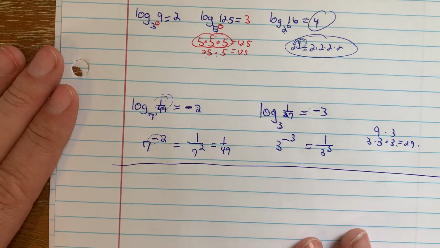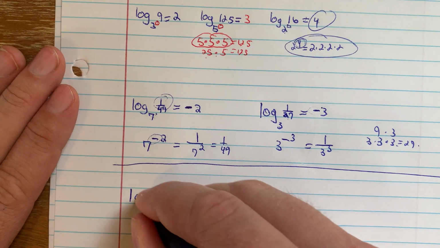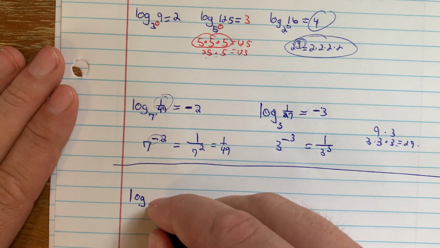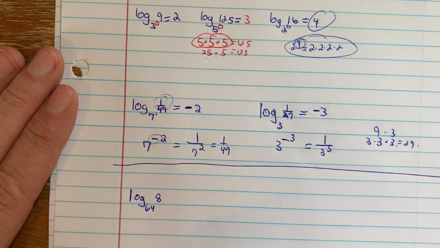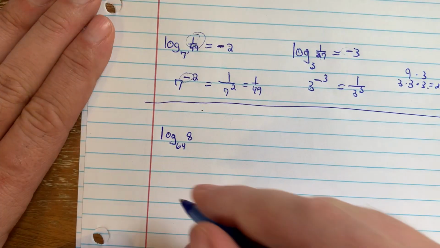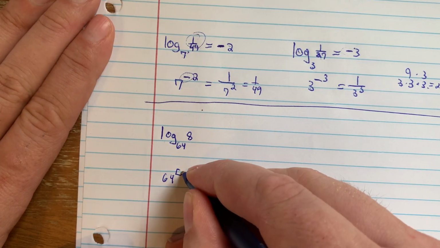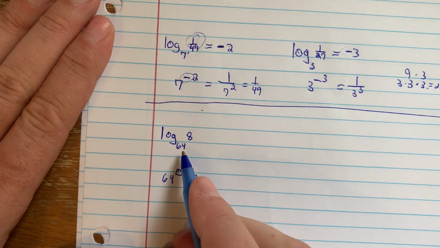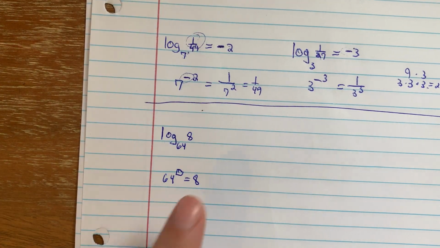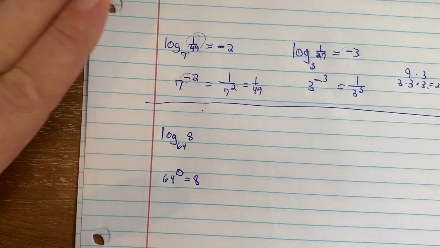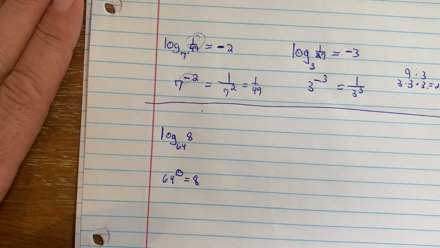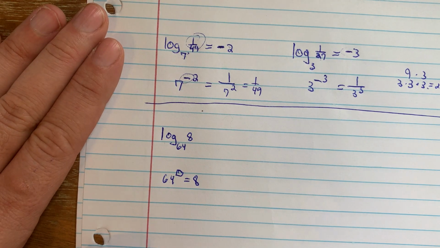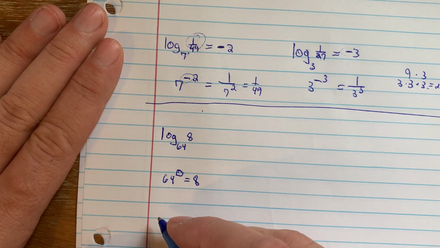Another kind of tricky thing is, what if it's like log base, I don't know, 64 of 8. So this is saying 64 to what power gets you 8? And it is not going to be negative. We can tell it's not negative because it's not 1 over. But I notice it got smaller. So how on earth am I going to make an exponent to make it get smaller? Well, remember that fraction exponents are roots.